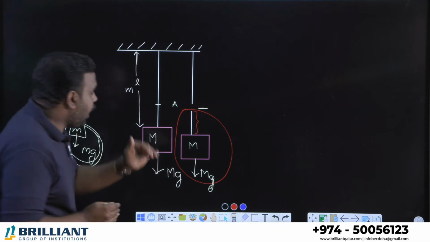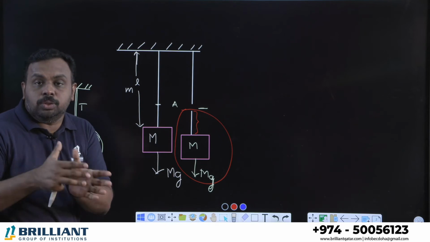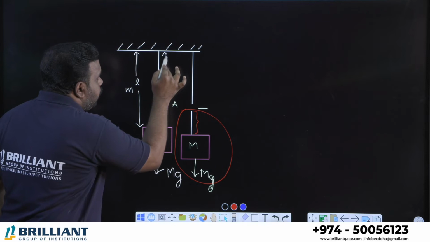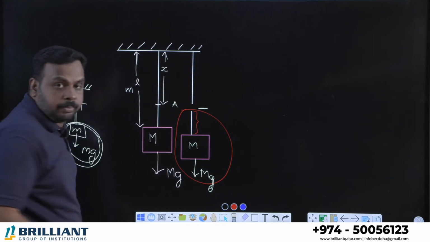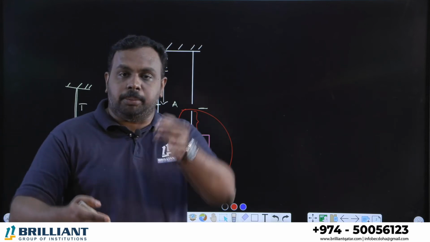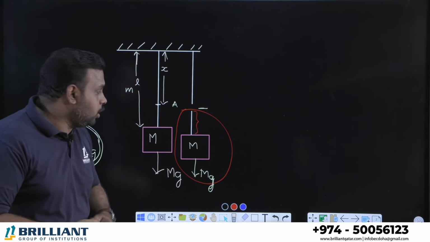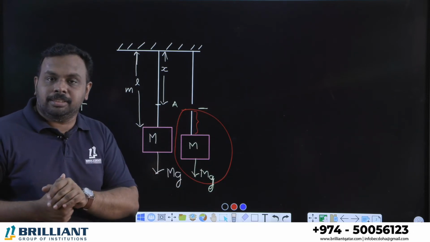Okay, and we have to find the tension at the point A. So we have to mention where is A. For that, we can take one more parameter. Let us take the point A is at a distance x from the point of suspension. At a distance x from the point of suspension, what will be the value of tension? That's what we are going to find. So what we need is the weight of this part, right? That will be the tension.